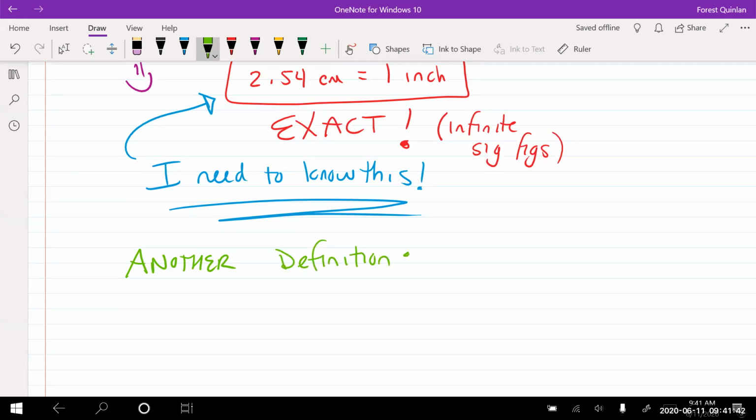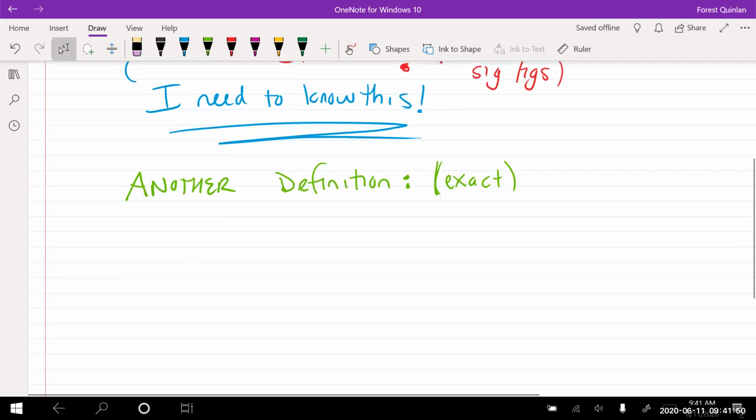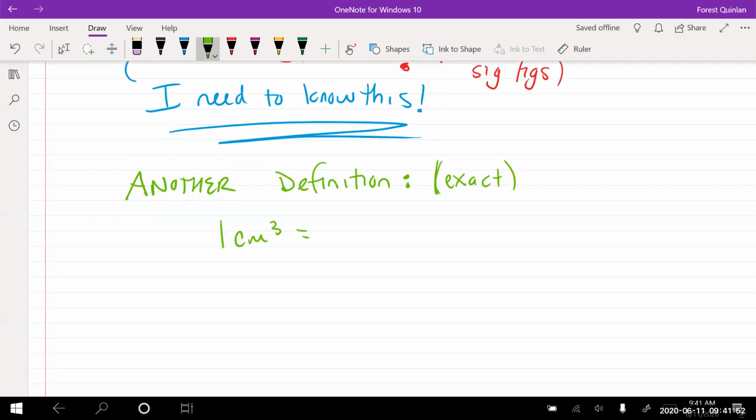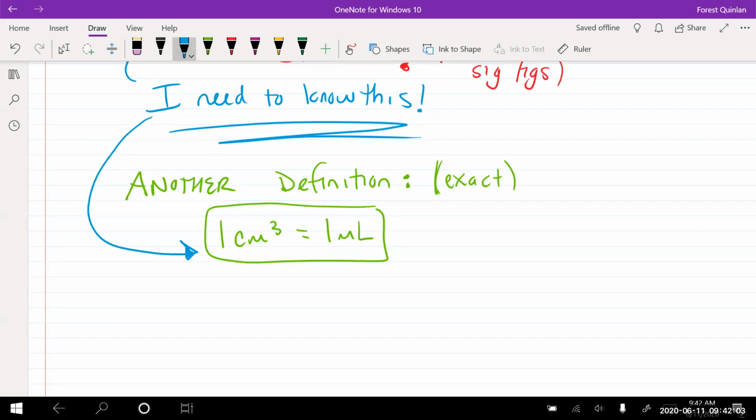Another definition. So what does this mean? It's exact. Another definition is that 1 centimeter cubed is equal to 1 milliliter. And oh yeah, I need to know this. Now, this is kind of interesting. The milliliter is actually defined as the volume that water will take up if it is 1 centimeter by 1 centimeter by 1 centimeter in length, width, and height.